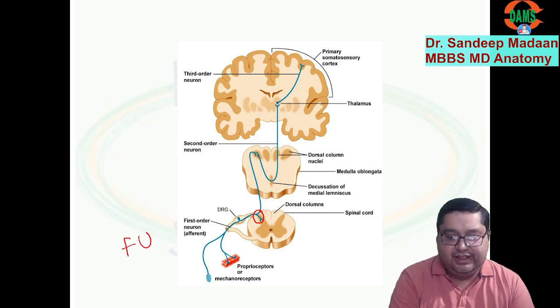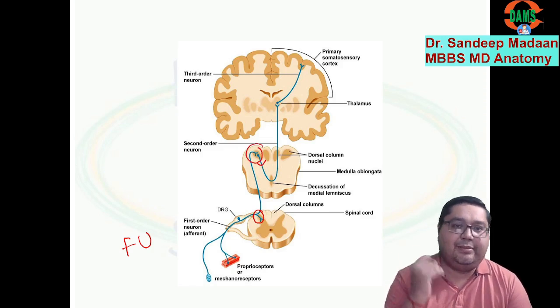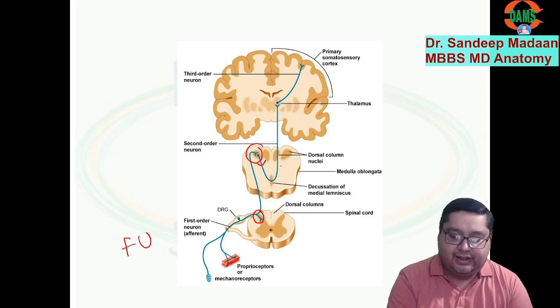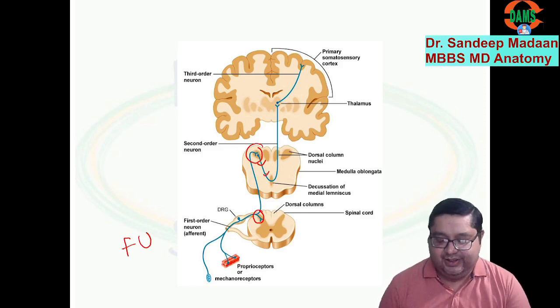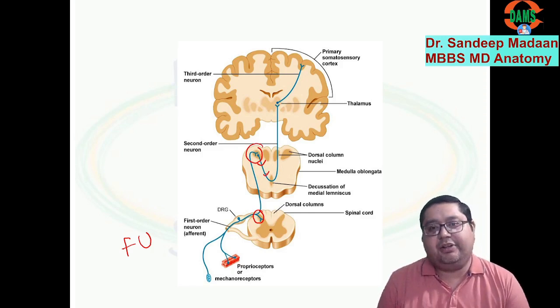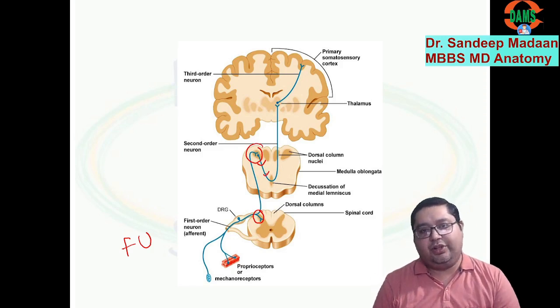So when they reach, they will be crossing, because they have got the nucleus gracilis and the nucleus cuneatus present in the medulla, and when they cross they make an arc. This is called as internal arcuate fibers, and they will further go up as medial lemniscus. So straightforward answer, internal arcuate fibers are nothing but the crossing fibers of the dorsal column tract, which will continue as medial lemniscus.